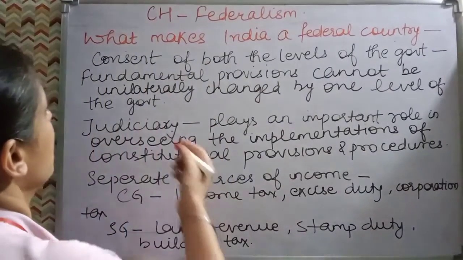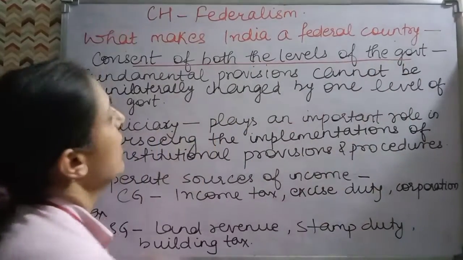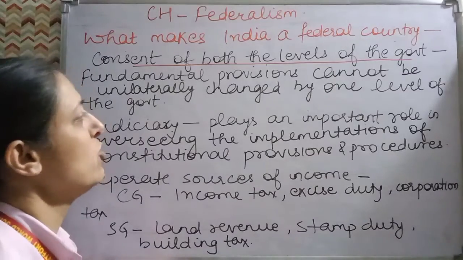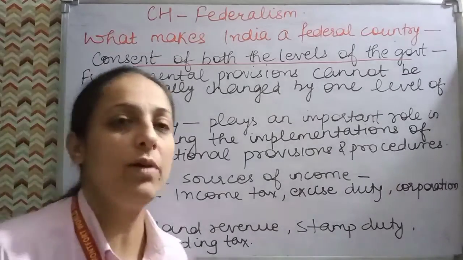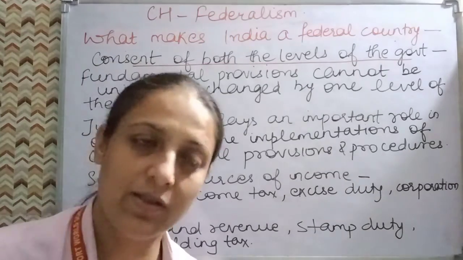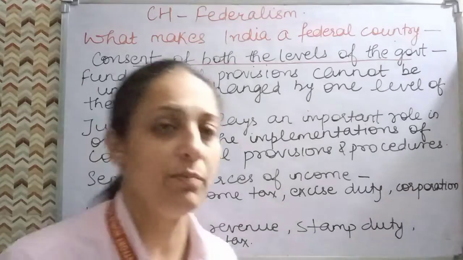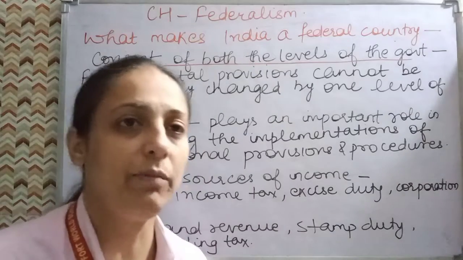Now the next point, the consent of both the levels of the government is required. The fundamental provisions cannot be changed unilaterally by one level. This we have earlier also discussed, that one level of the government, that is the union level, cannot change the fundamental provisions by themselves. So the parliament also can't bring this change. Now, in order to make a change, how can it be made?